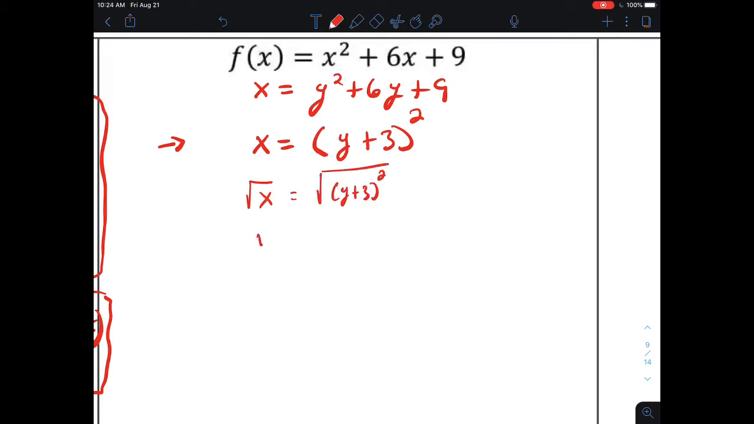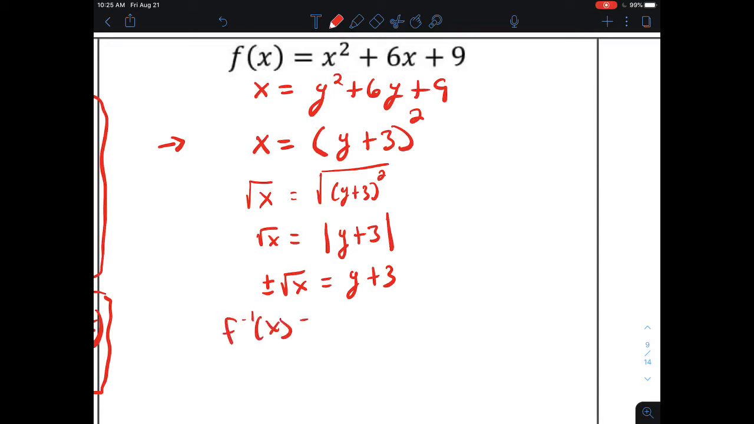So I would take the square root of both sides, and remember, when you take the square root of a square, you have to account for two possible outputs, and we create the absolute value of what was on the inside. So square root of x is equal to the absolute value of y plus 3. When I take off the absolute value, I end up with positive or negative square root of x equal to y plus 3. And so we get our inverse equation to be 3 plus or minus the square root of x.